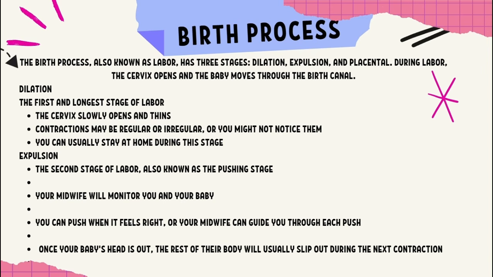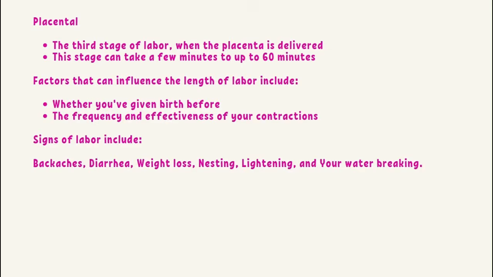And in that case, they might tell the pregnant woman to have a C-section, or they might tell them to try and turn the baby, right? So the placenta, which is the third stage of labor when the placenta is delivered, this stage can take a few minutes or up to 60 minutes.